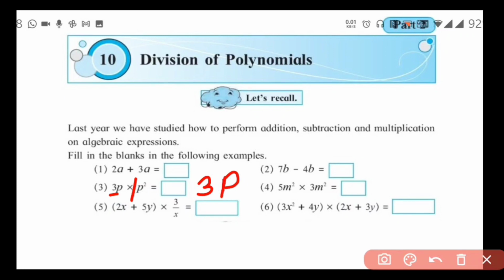And what we do with the indices? When multiplication is there, we add the indices. So here the index of p in the first expression is 1. Nothing is there, means 1 is there. And index of p in the second expression is 2. So 1 plus 2. In answer we write 3. So 3p multiplied by p square, answer is 3p cube. Now let us see the fourth sum. It is also of multiplication.